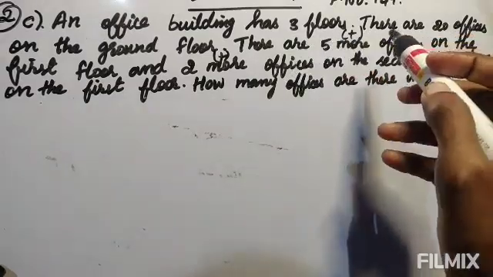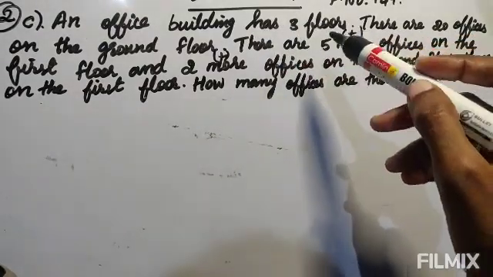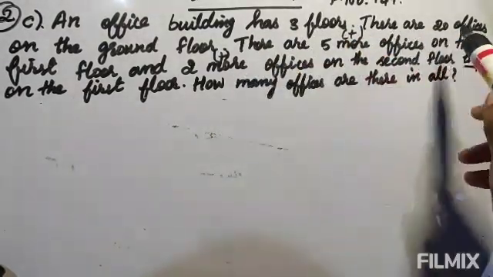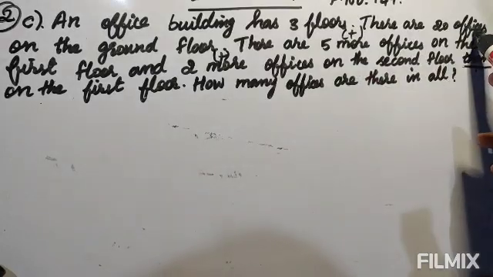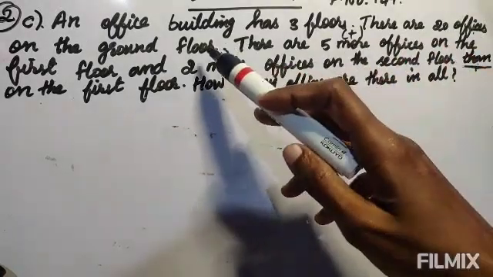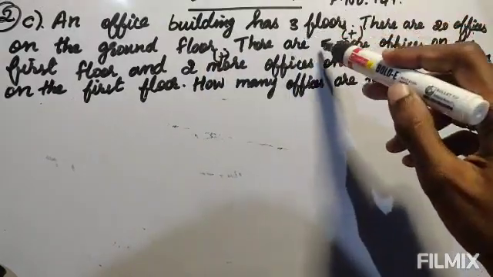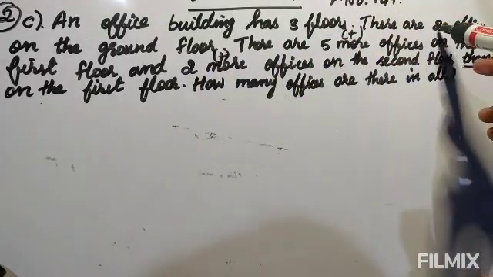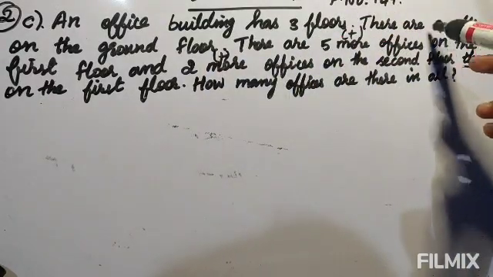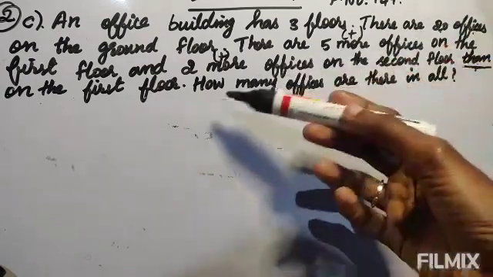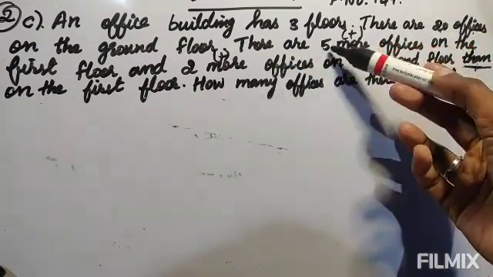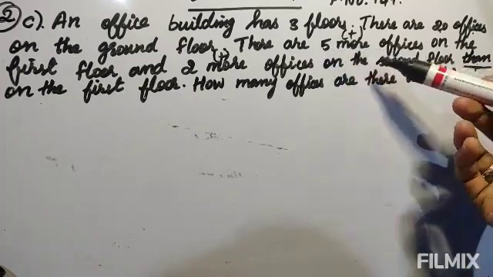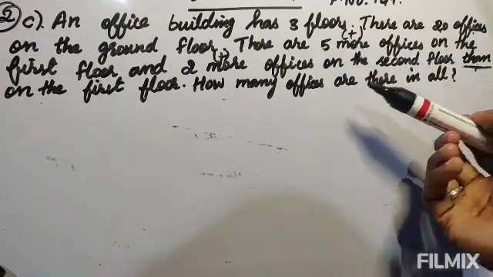See here, there are 3 floors. On the ground floor, 20 offices are there. So from this 5 more offices, okay, ground floor 20 is there, so 5 more are there on the first floor. So 20 plus 5, 25. So on the first floor, 25 offices are there.